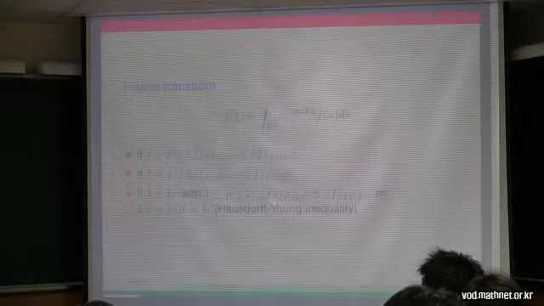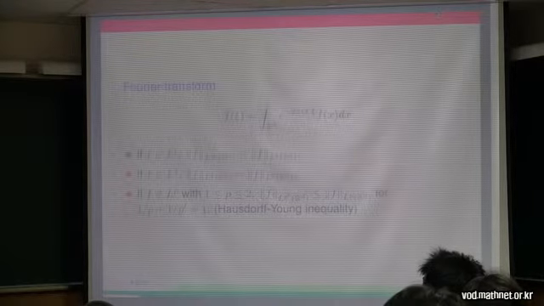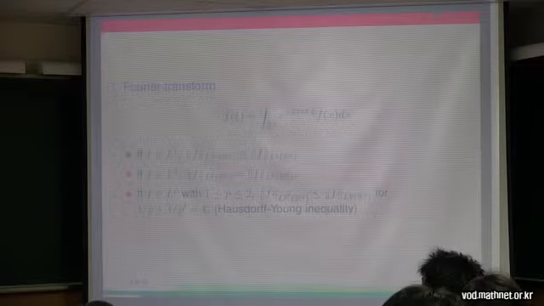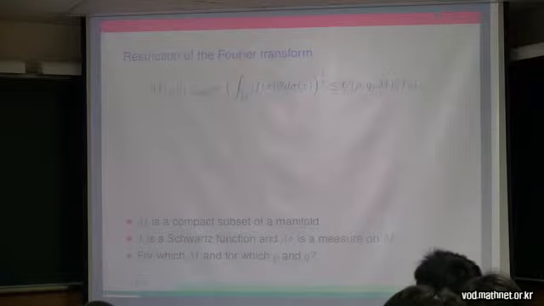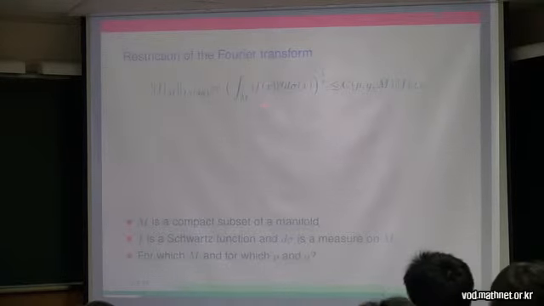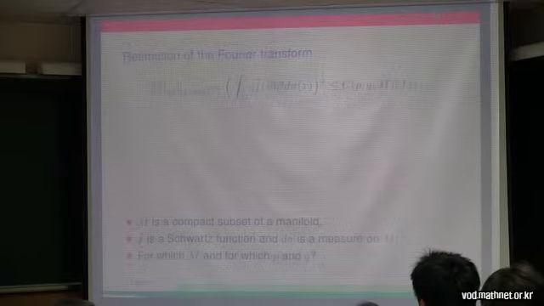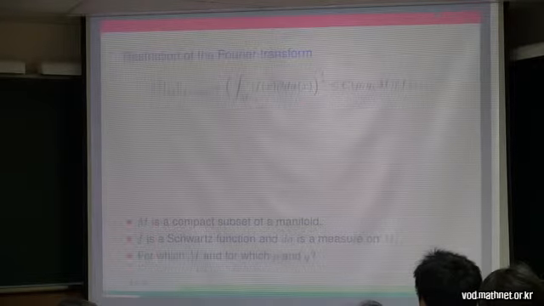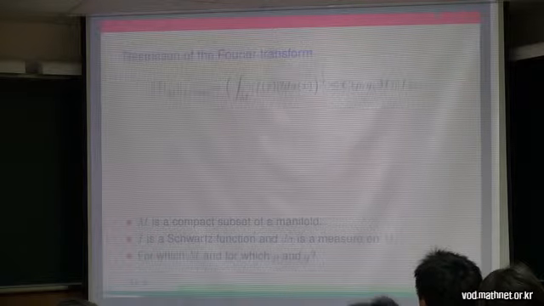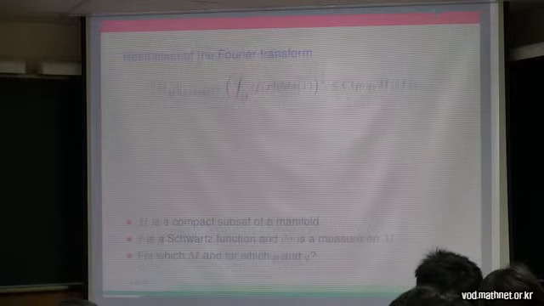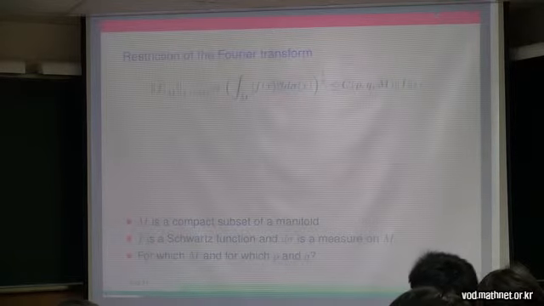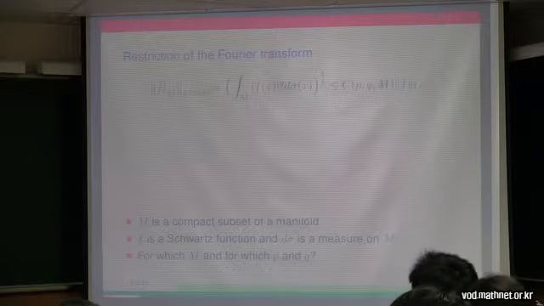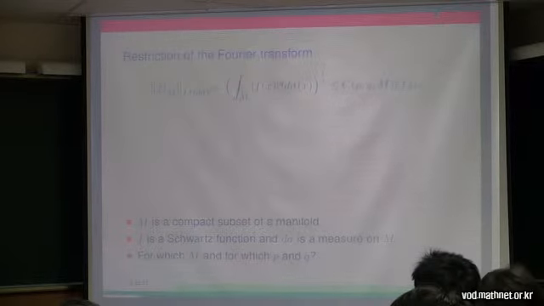we want to restrict the Fourier transform to some submanifold, which is a measure zero set. So here is the operator, which we call the restriction operator, defined by this: the Fourier transform restricted to some compact submanifold M, carrying some measure on M. So the question is for which M and for which p and q this estimate holds.